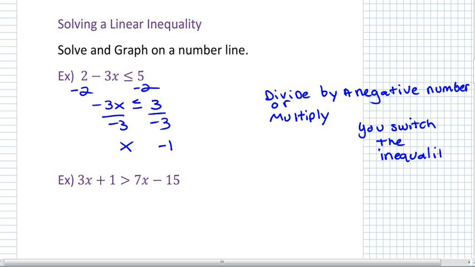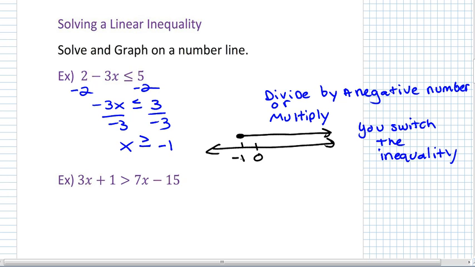So since we're dividing by a -3, we're going to switch the inequality, so instead of less than or equal to, it's greater than or equal to -1. Now if I want to graph that on a number line, it looks like this, where you'd have 0, -1. You'd have a dot since it's greater than or equal to, and since it's greater than or equal to, it goes to the right.